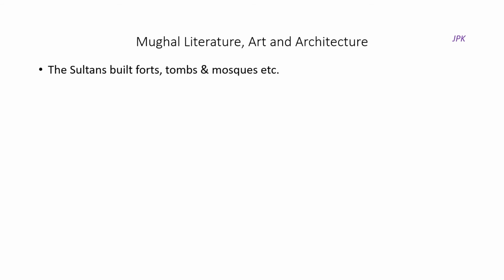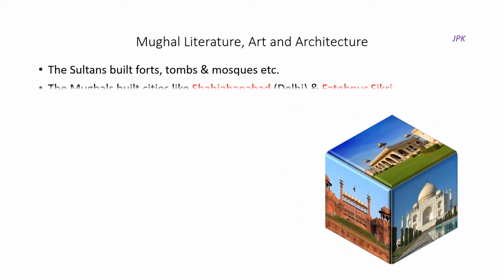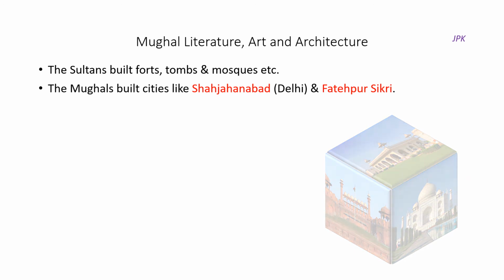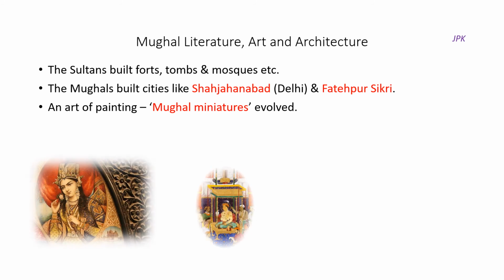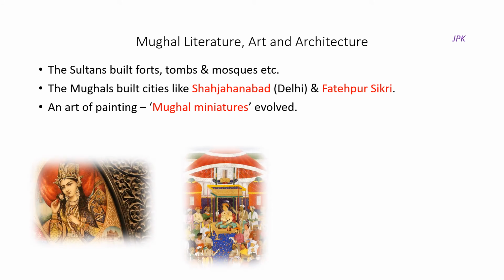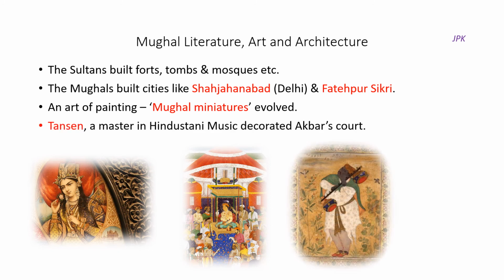Mughal literature, art, and architecture. The Mughals in northern India built many palaces, mosques, tombs, gardens, and even cities. Notable among them are Shahjahanabad and Fatehpur Sikri. During the Mughal period, paintings drawn in very small, intricate patterns adorned their architecture.